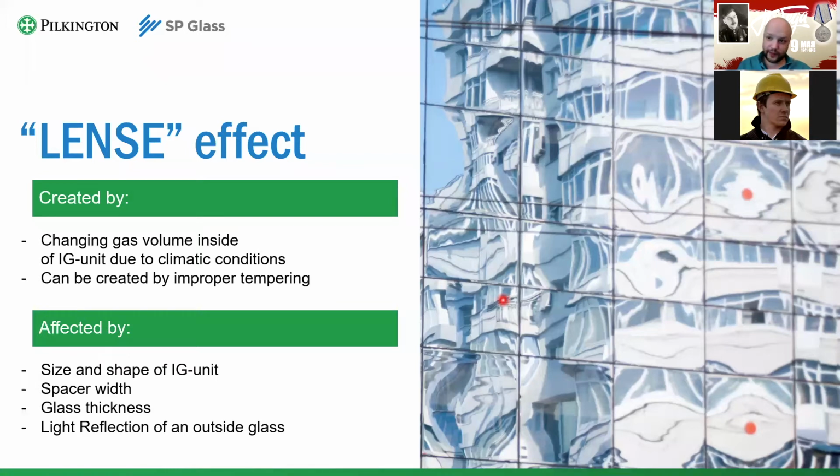So to everyone who is complaining about lens, you need to understand how to explain that yes, unfortunately, this is an effect caused by the very nature of an IG unit construction and not a defect.